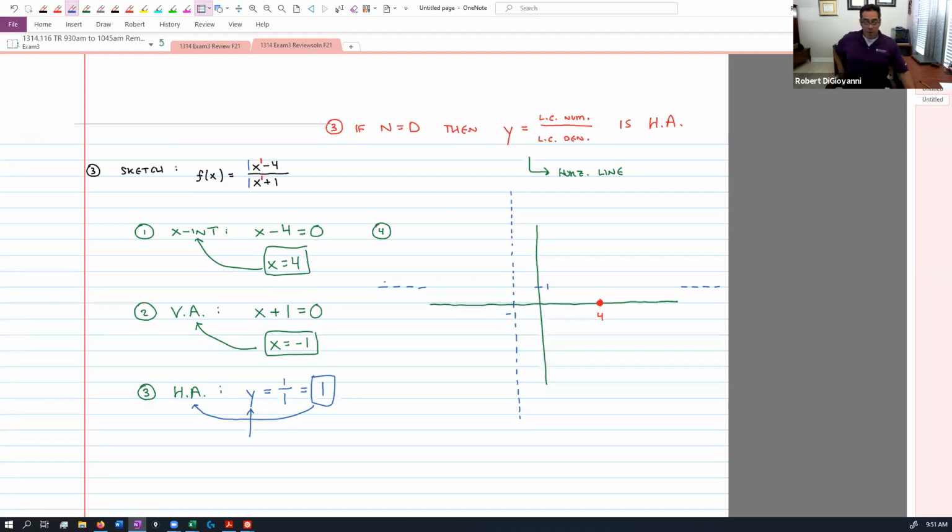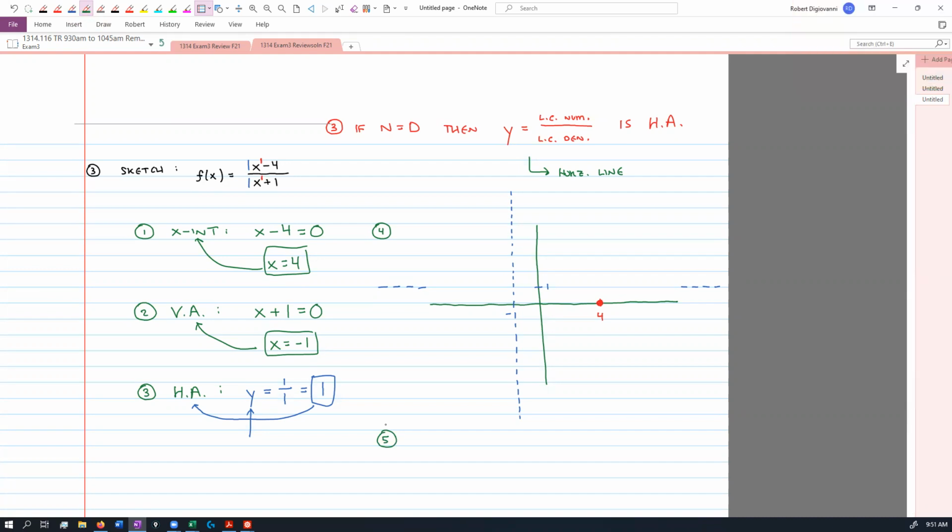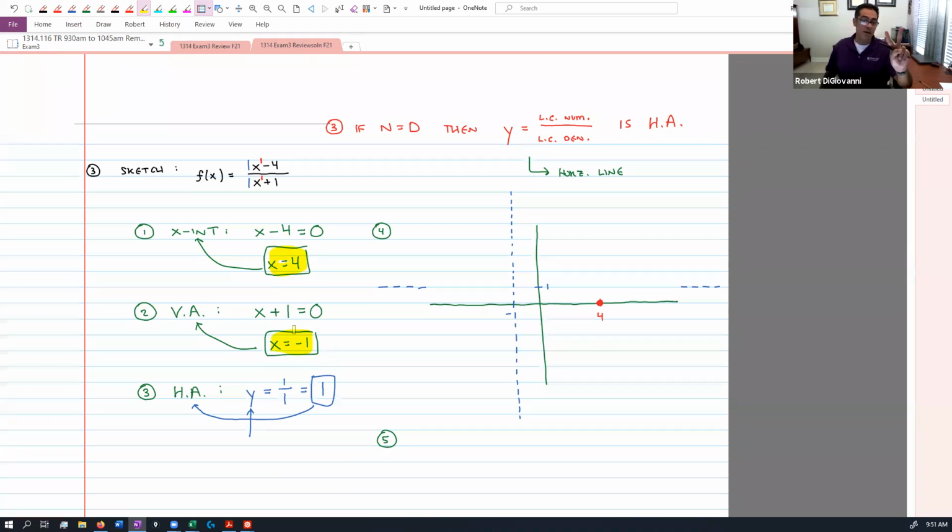All right, test points. Can someone tell me how to remember how many test points you're going to need? I told you there's a way to remember how many test points you're going to have. One more than the number of x-intercepts and the number of vertical asymptotes. Yeah, so we have one x-intercept and we have one vertical asymptote, right? So that's 2. We should have then 3 test points.